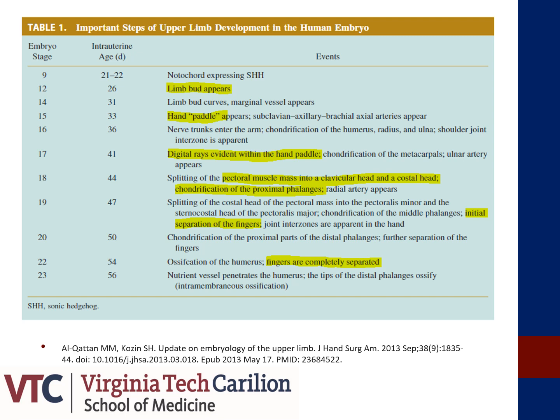By day 33, the hand paddle has appeared, and digits develop on the paddle by day 41. By day 54, all fingers have separated. And typically by 8 weeks gestation, all limb structures are present, so most congenital anomalies will develop between weeks 4 and 8 of growth.